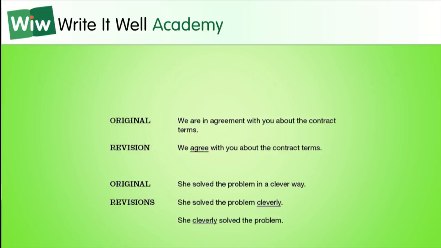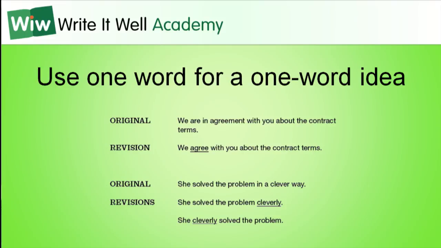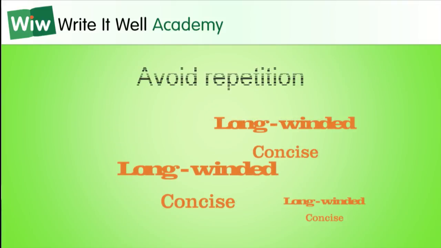All right. Some other examples might be, we are in agreement with you about the contract terms. Instead, we agree with you about the contract terms. Or she solved the problem in a clever way becomes she solved the problem cleverly, or she cleverly solved the problem. So we want to avoid repetition in everything we write.